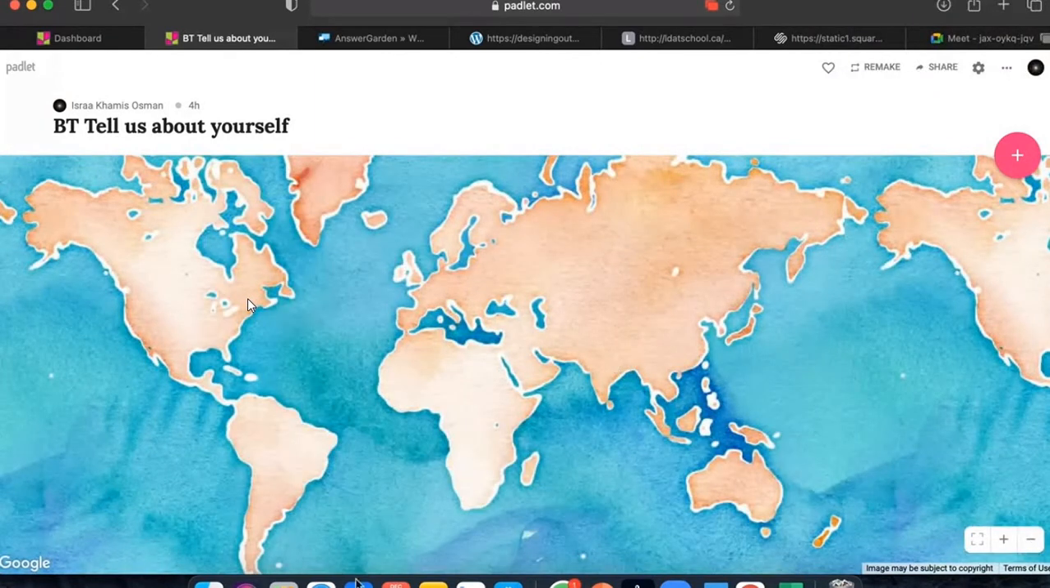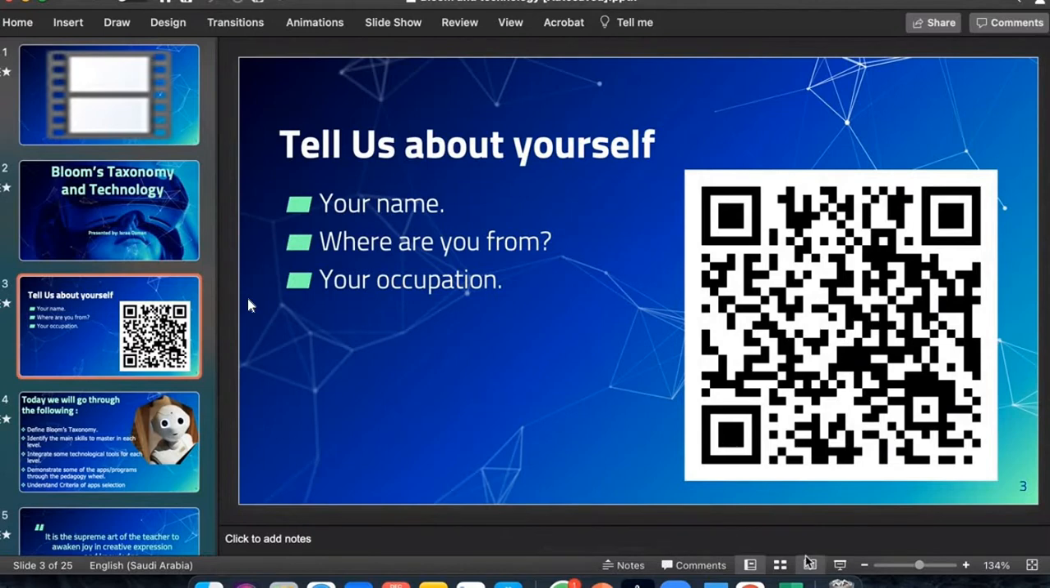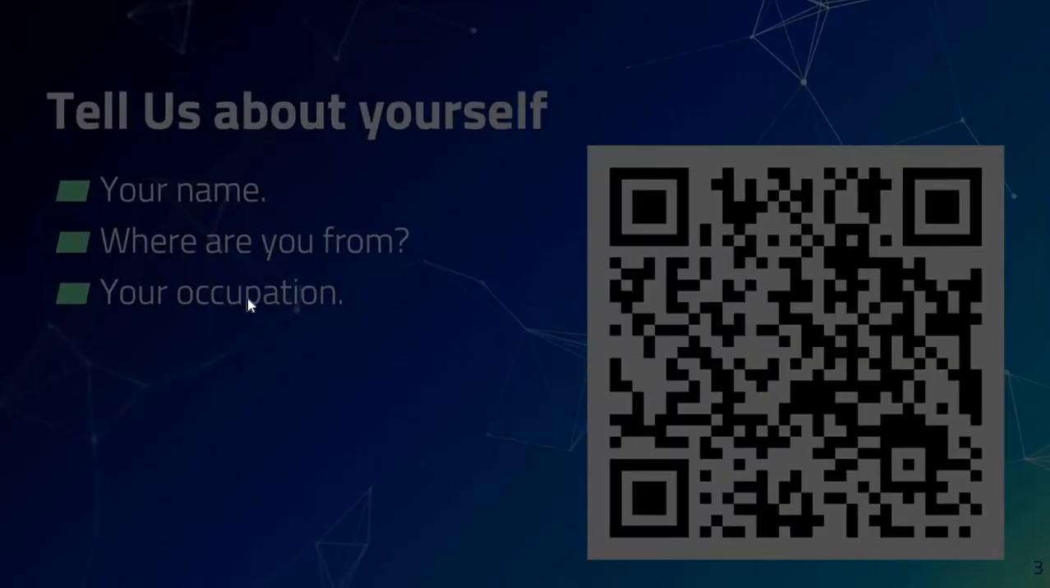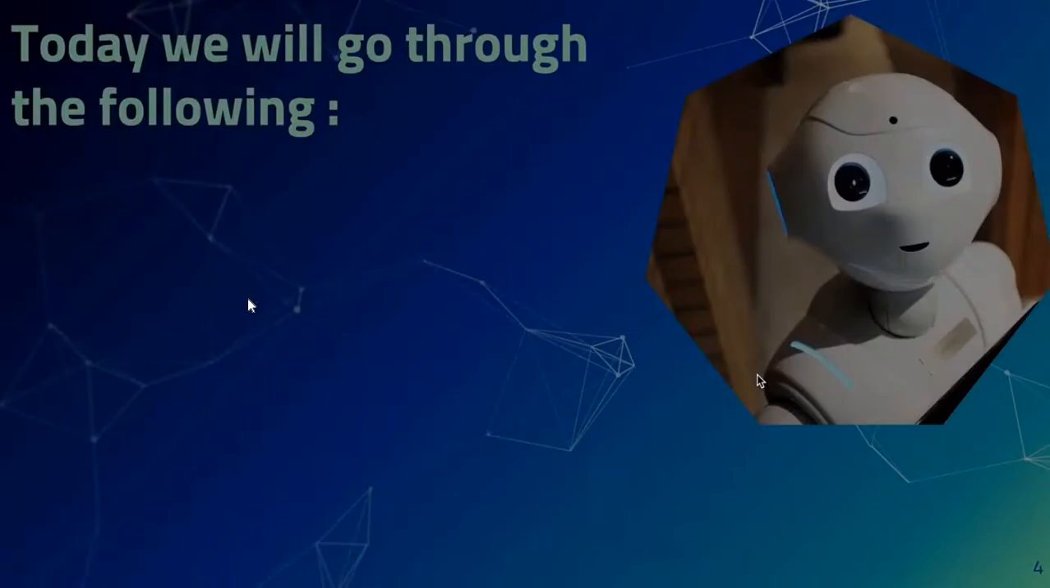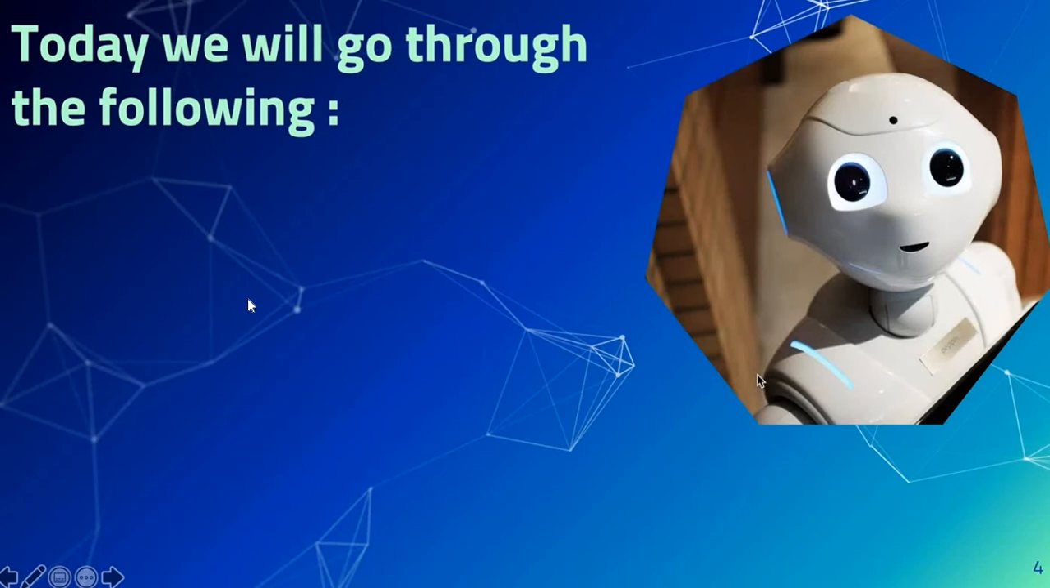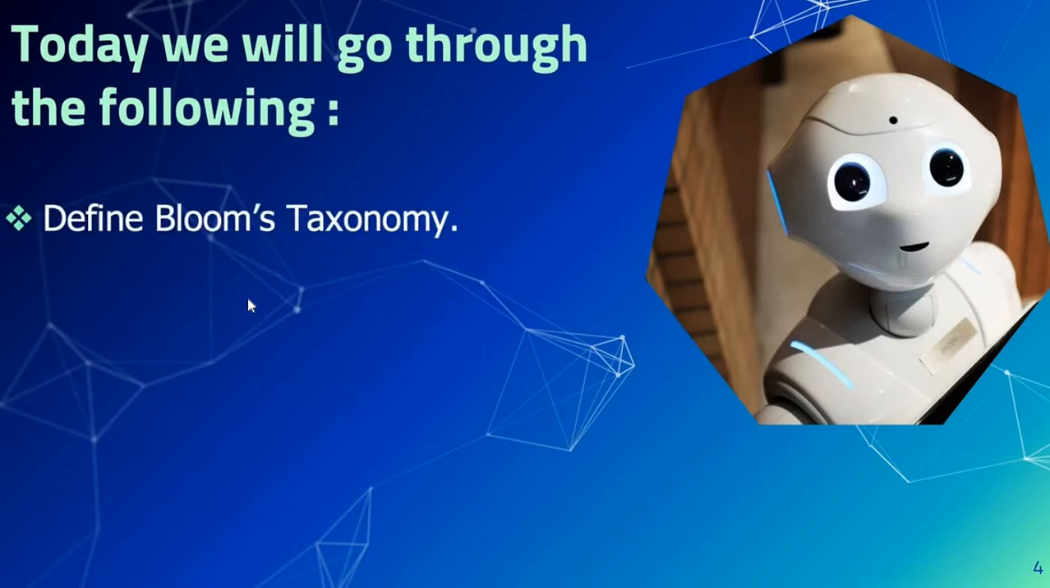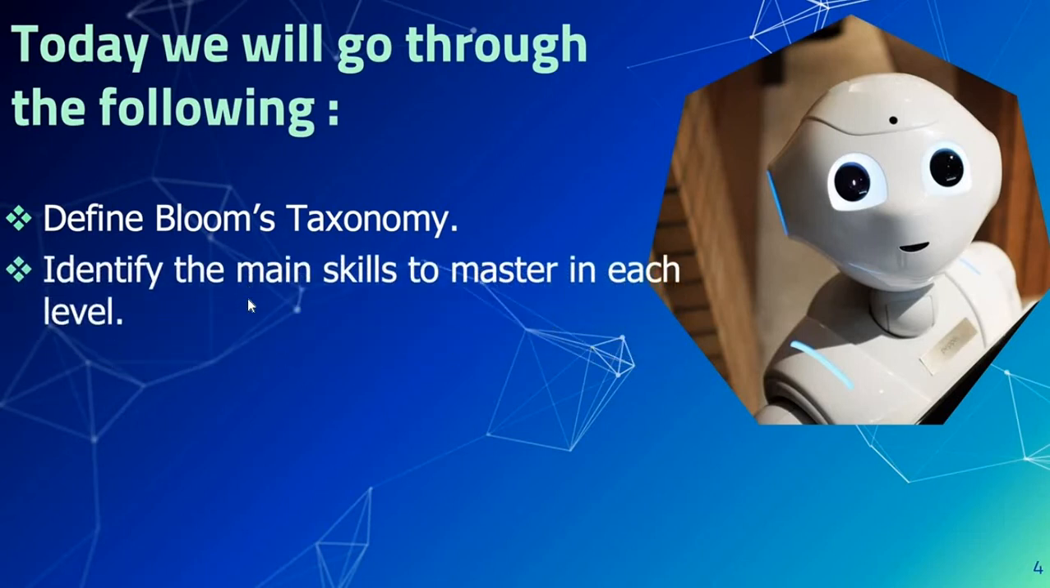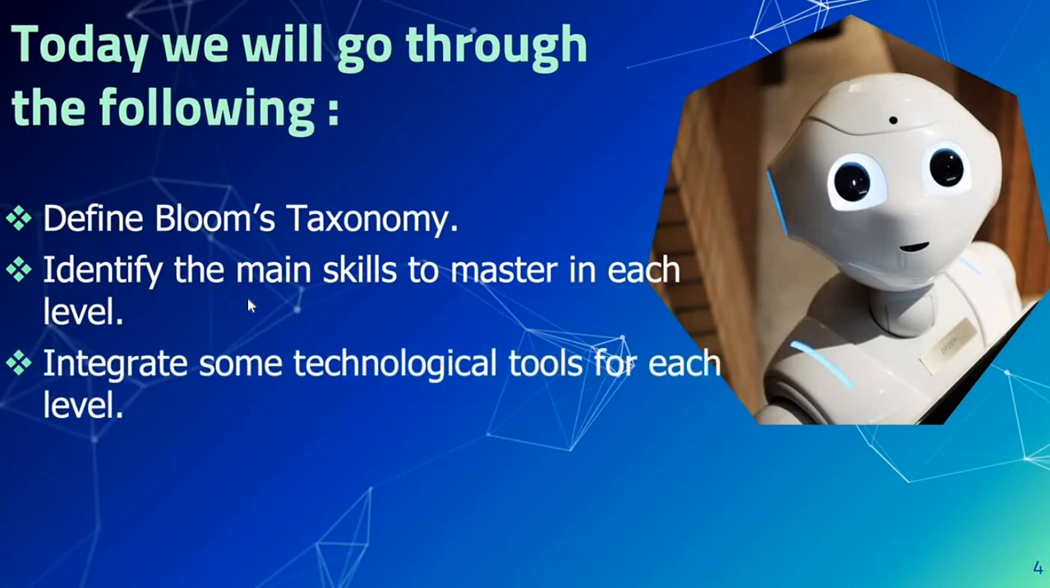Okay, no problem. So getting back to our presentation, thank you all for sharing your information. Today we are going to go through the following. First, we are going to define Bloom's taxonomy. Then we're going to identify the main skills that a student or a learner needs to master in each level. Then we're going to learn how to integrate some technological tools in each level.